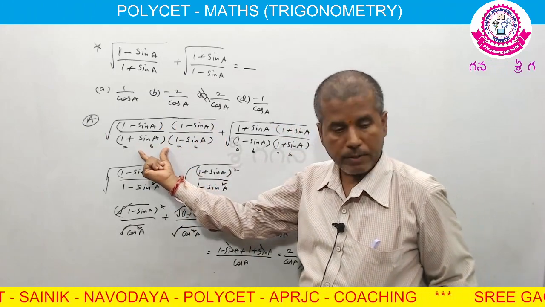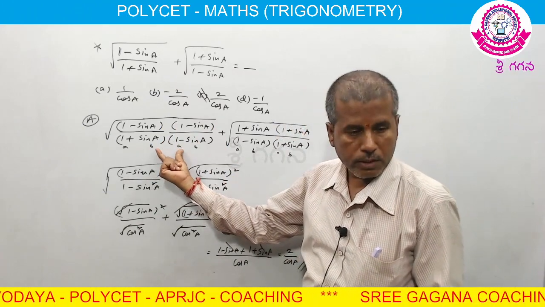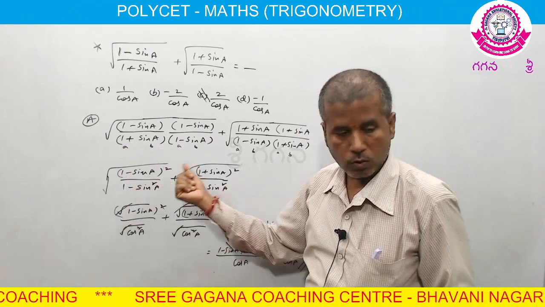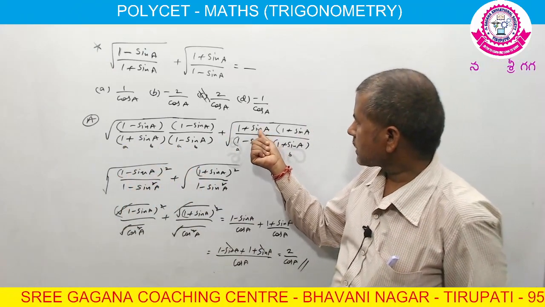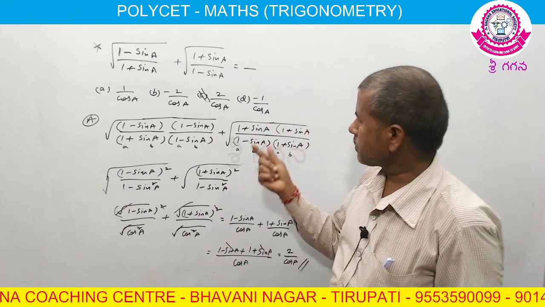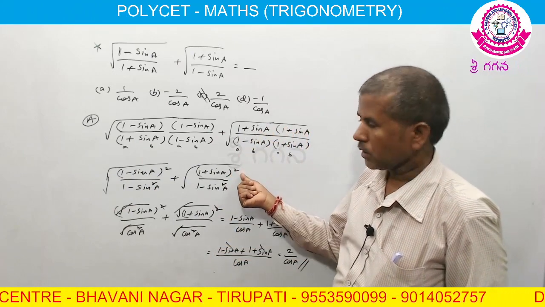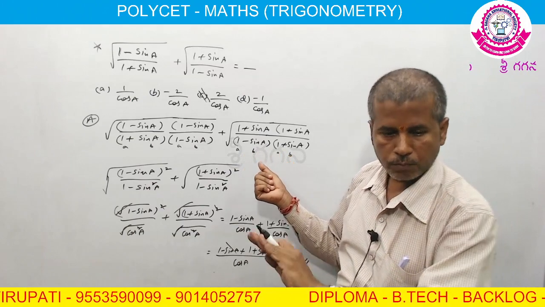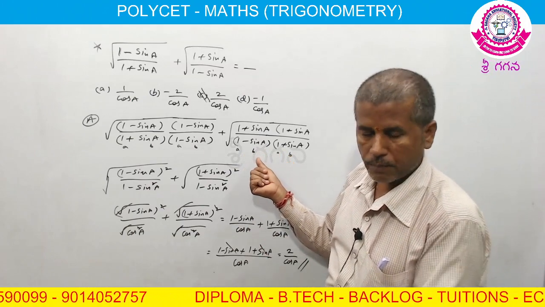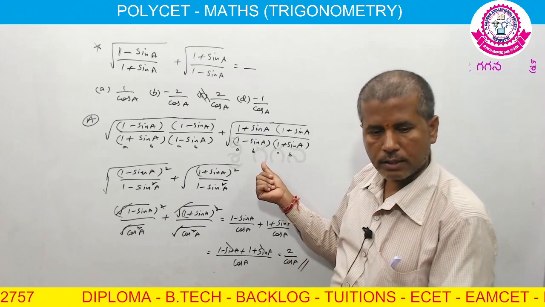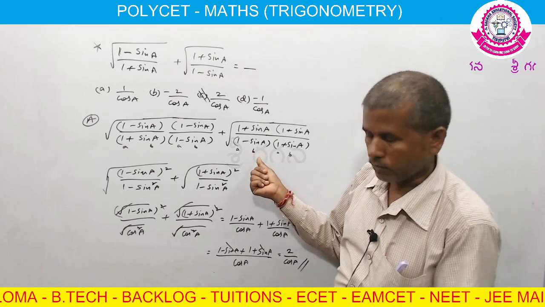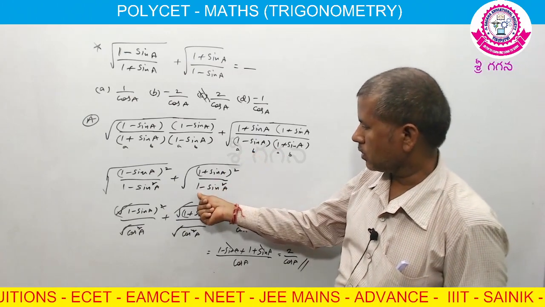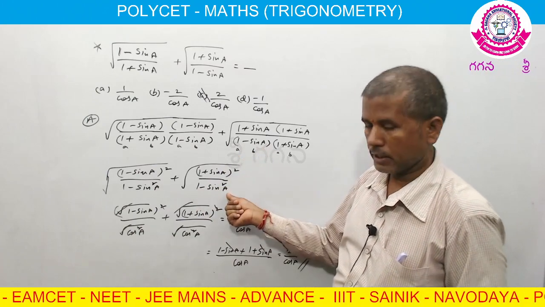Here also, a plus b into a minus b, as already told, is a square minus b square. A square means 1, minus b square means sin square, plus root of (1 plus sin a) into (1 plus sin a), which comes 2 times, so (1 plus sin a) whole square. This one also same, a plus b into a minus b or a minus b into a plus b, no problem. In multiplication, by the commutative law, 2 into 3 or 3 into 2, either way we get 6. In the same way, a minus b into a plus b is a square minus b square, so 1 minus sin square a.